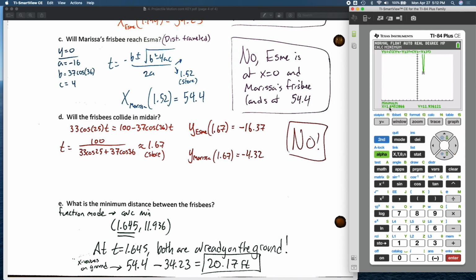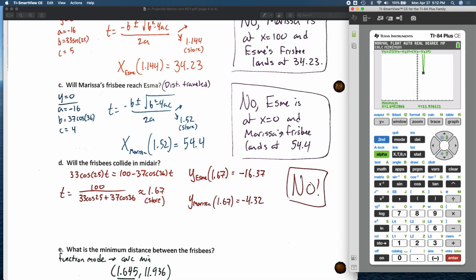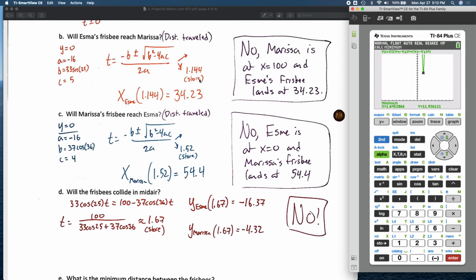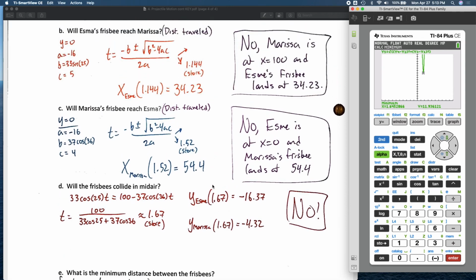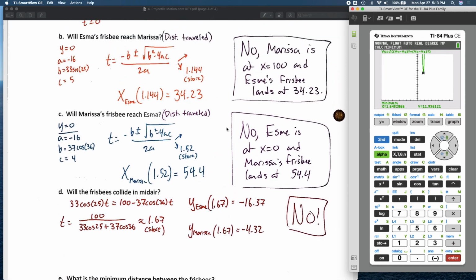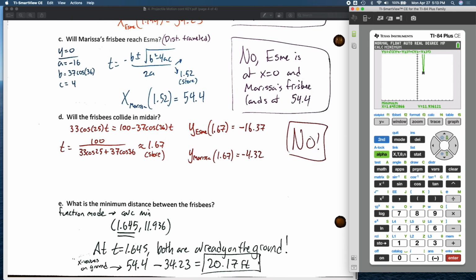Remember that x is really t, so 1.64 is time, and then 11.93 would be the minimum distance, except that we know that Esme's hit the ground at 1.14, and Marissa's hit the ground at 1.52, and this says that their x values are equal at 1.64, but they've both been on the ground already. So all I need to do to figure out how far apart their minimum distance is is just figure out how far apart they are when they hit the ground. So Esme's landed at 34, Marissa's landed at 54. If I subtract them, I get 20 feet. So that will be the minimum distance.